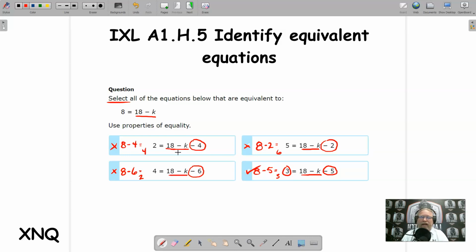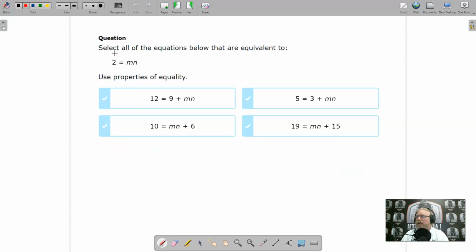So we found that by looking to see what did they do to one side and then check and see if they did the same thing to the other side as well. Next question, select all the equations below that are equivalent to 2 equals m times n. Use properties of equality. Well, it looks like we're doing something to the right side because we have m times n on all of these 4 examples here. So let's look and see what they're doing to the right. And then we'll check and see, did they do the same thing to the left as well?